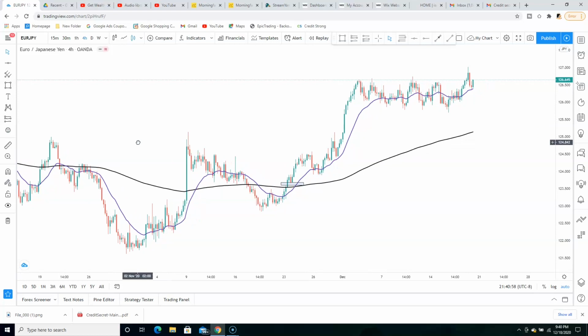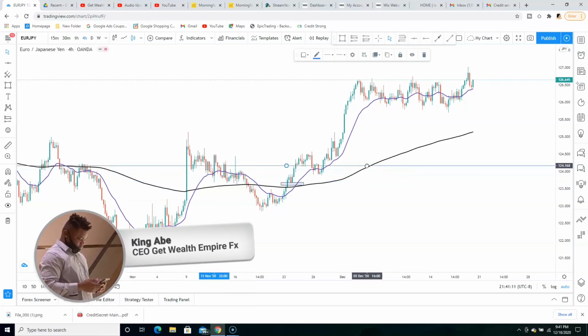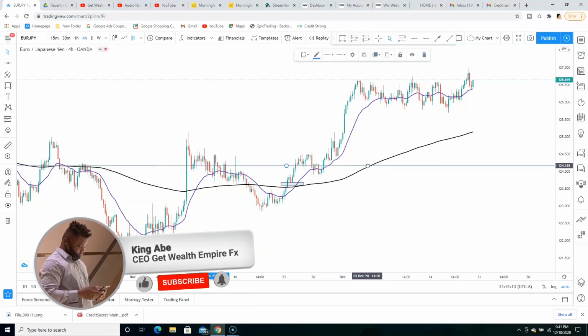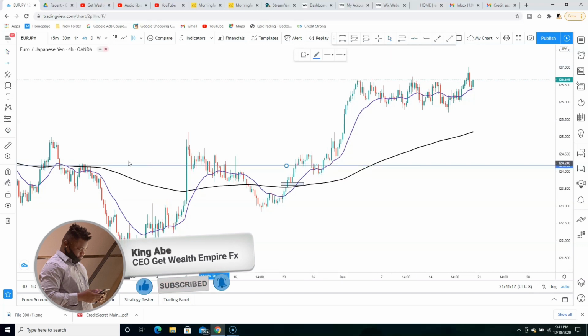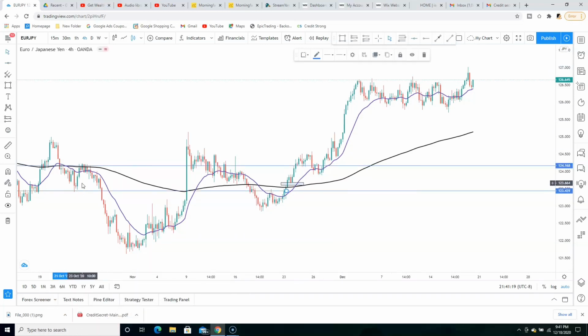Now we add a resistance right here. You pull out your horizontal line, or if you want to use the rectangle tool, it doesn't matter. And as we can see right here, we had a resistance here, and we had a support zone in this area.